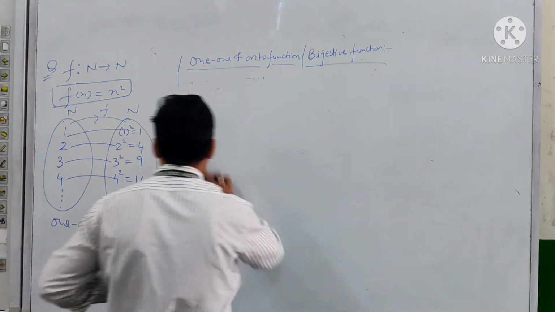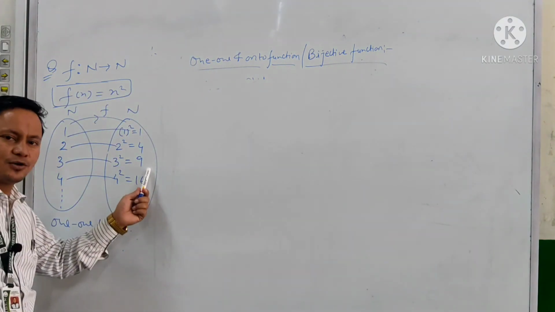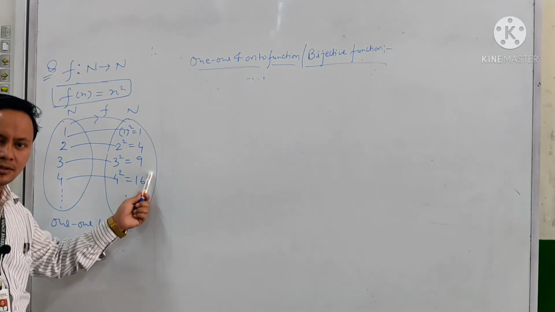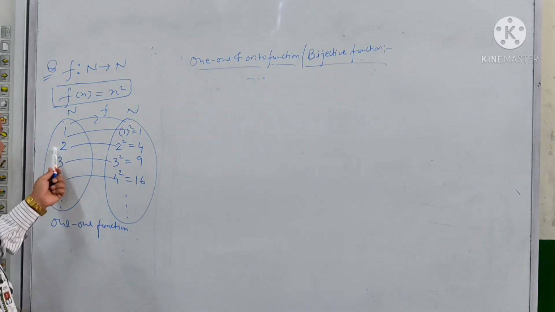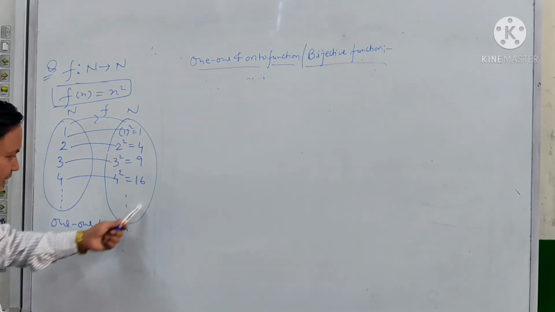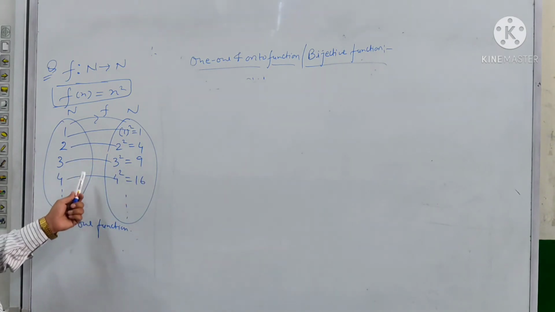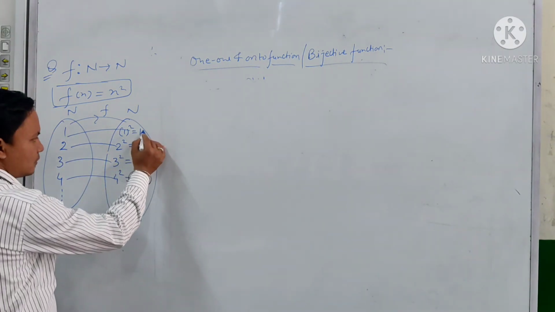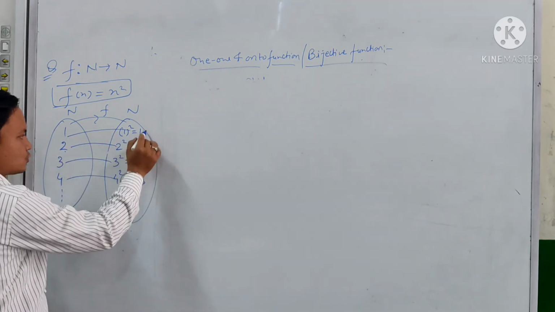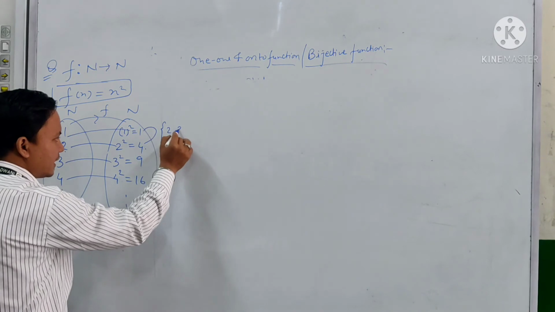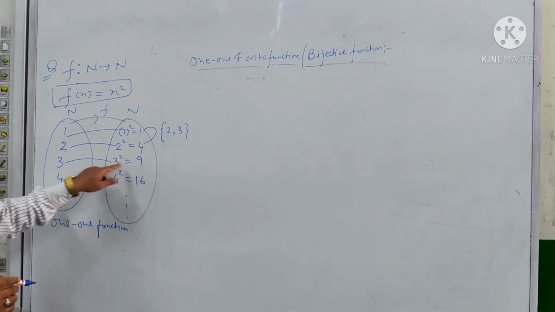What is an onto function, beta? A function is said to be an onto function if every element of the codomain is related with an element of the domain. There is no element in the codomain which does not have its pre-image. Now you can see 1 is related with 1, 4 is related to 2. So what about 2 and 3? In a similar manner, after 4 there is another number 9 which is related to 3.